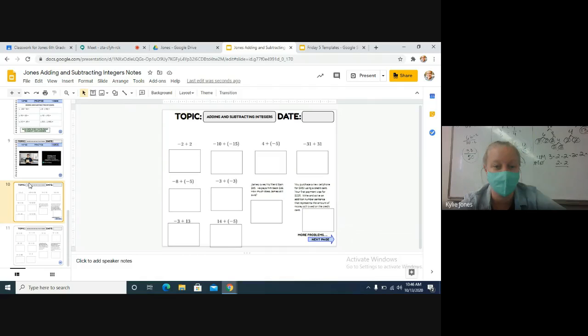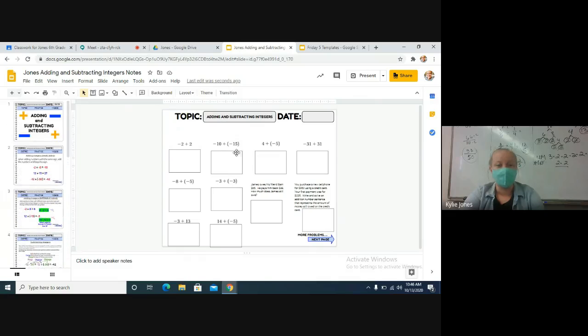You might be able to do slide number 10. We have talked about adding with both types of signs, so you can try number 10 just as some extra practice. I'm not going to say that you have to go do slide number 10, but it would be good practice if you want to practice a little bit more. Slide number 11 you can look at tomorrow.